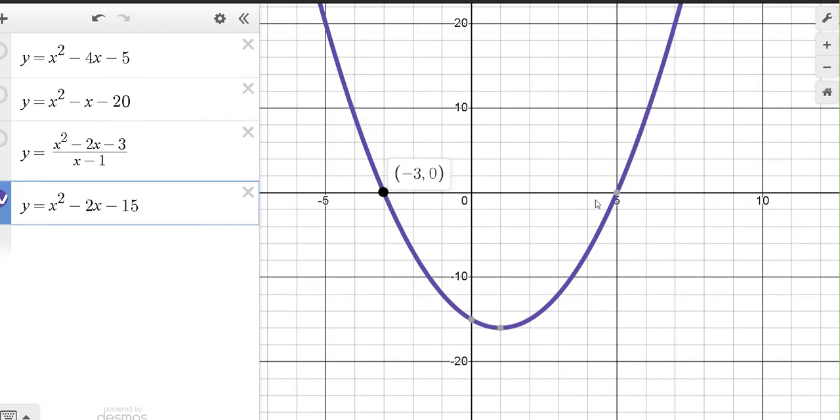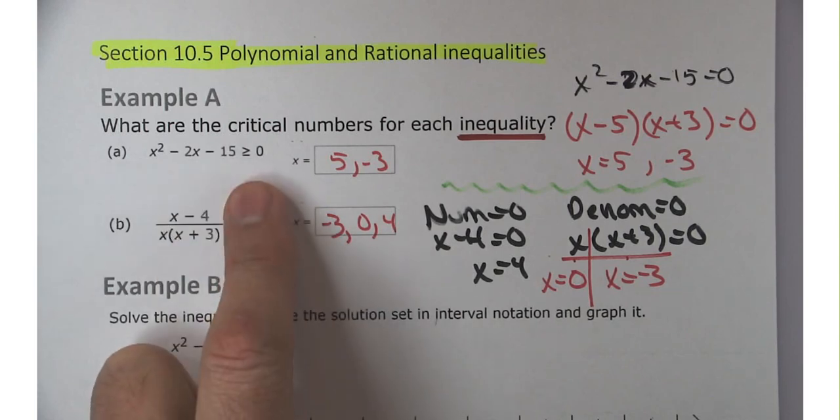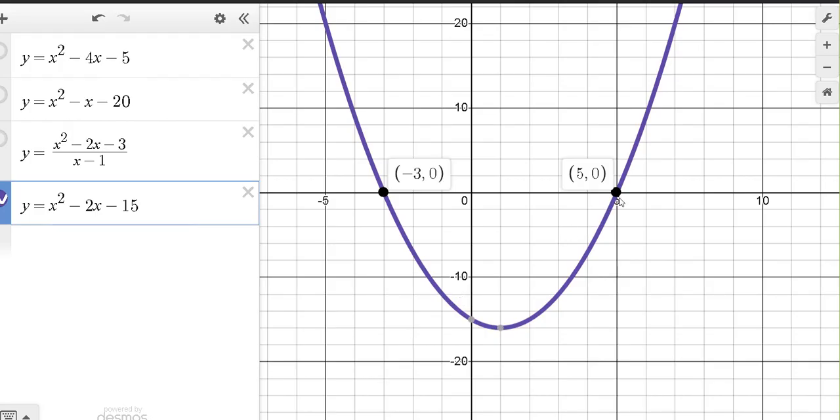You can see where this graph crosses the x-axis. There's your x-intercepts right there. Those are our critical numbers. But in a lot of problems like this, it's going to ask us where is this graph bigger than 0? And there's really two places. To the right of 5, so anywhere from here on up, the graph is bigger than 0. Or to the left of -3, this graph is bigger than 0. It's above the x-axis. So both of those sets of points are going to solve your inequality.